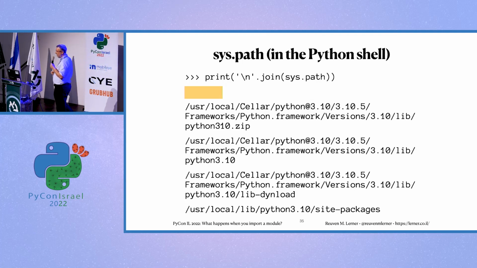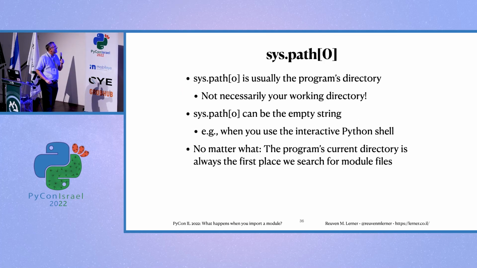through these now. The first part of sys.path, sys.path[0], is usually the program's directory, the directory in which the program is located, not where you're running it. It's where the program is located. Now, if sys.path[0] is the empty string, as we just had, it's basically because you're using the Python interactive shell. Either way, it's going to look in the current directory. It's not going to be a problem, no matter what. Python always looks at the current directory first.